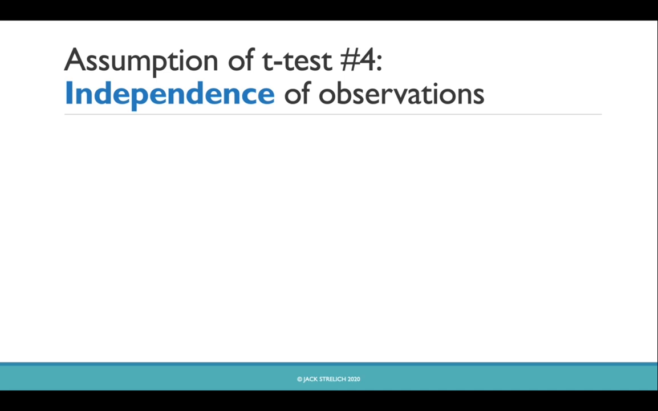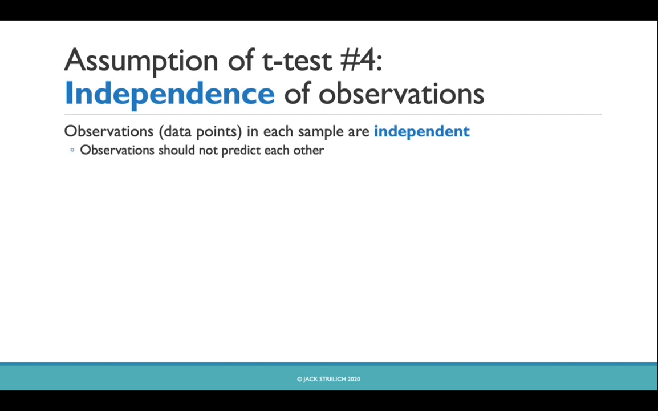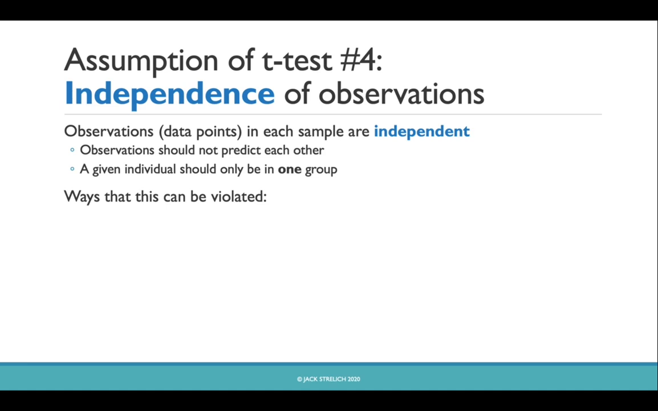The fourth and final assumption of the t-test is that observations, in other words, data points, in each sample are independent. This means that observations should not predict each other, and, more practically, that any given individual should only be in one group. There are a couple of ways that this assumption can be violated. The most obvious is if you have multiple observations of one participant. If the same person is in both groups, that violates the independence of observations. This can also occur, for example, if you have two participants chatting with each other as they fill out their questionnaire. In this case, their responses to the questionnaire will probably resemble each other more closely than other participants would.